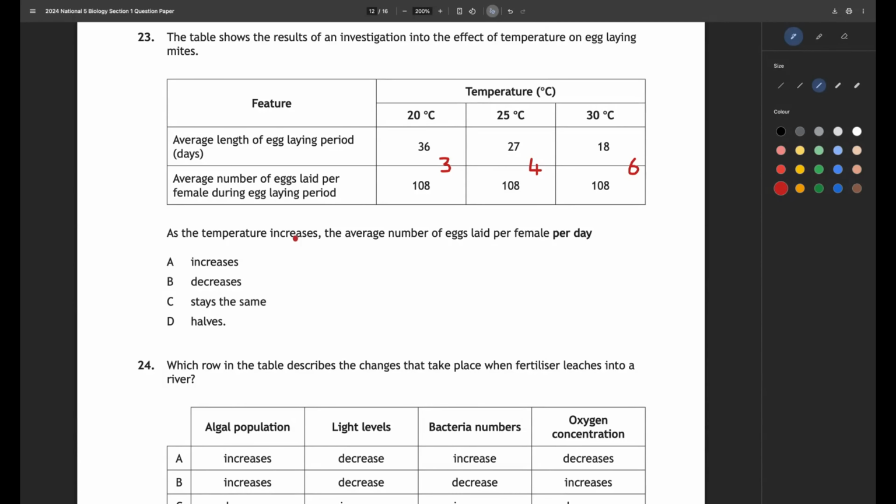Okay. So as the temperature increases, the temperature is increasing along this way, the average number of eggs laid per female per day actually increases. It goes up. Okay. So it's going to be A is the answer for this one. And again, the common mistake for students is they don't realise they have to do it per day, or they're not sure how to work that out. And so they see 36, 27 and 18 and think that's actually going down. Okay, but if we do it per day, because this one here at the end has the fewest days, then they actually have the most eggs laid per day.